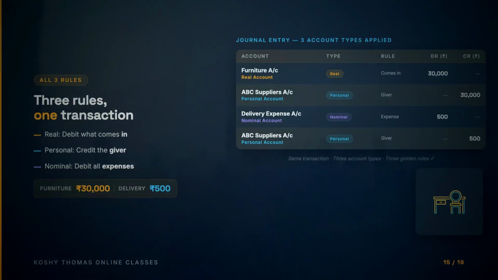Here's where it all comes together. Your company buys office furniture for 30,000 Indian rupees on credit from a supplier. 1 transaction, all 3 rules fire. The furniture is a real account coming in, debited. The supplier is a personal account, they gave the furniture, so credit them. Now say you also notice the delivery charge of 500 Indian rupees was included, that's a nominal account, an expense, so debit that too. Every transaction fits a type, and each type has its own rule.